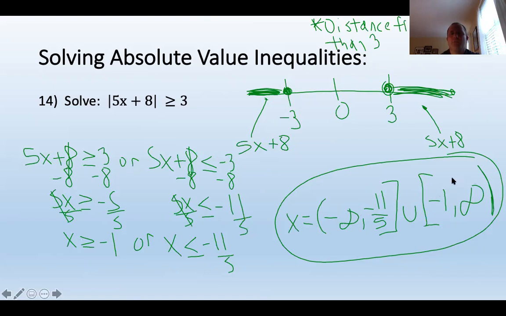This is the upper interval, and then the lower interval is x is less than or equal to -11/5, and that inequality in interval notation would be from parentheses -infinity, comma, -11/5 bracket. And the reason there's a bracket is because it could equal. There's an equal sign underneath the inequality. So your two intervals for your solution are -infinity, -11/5 with a bracket, union, bracket -1 to infinity parenthesis.